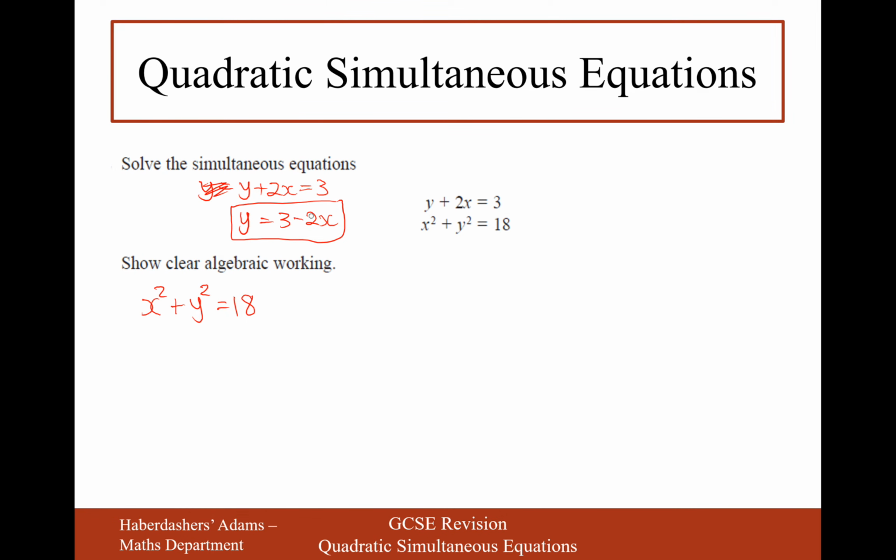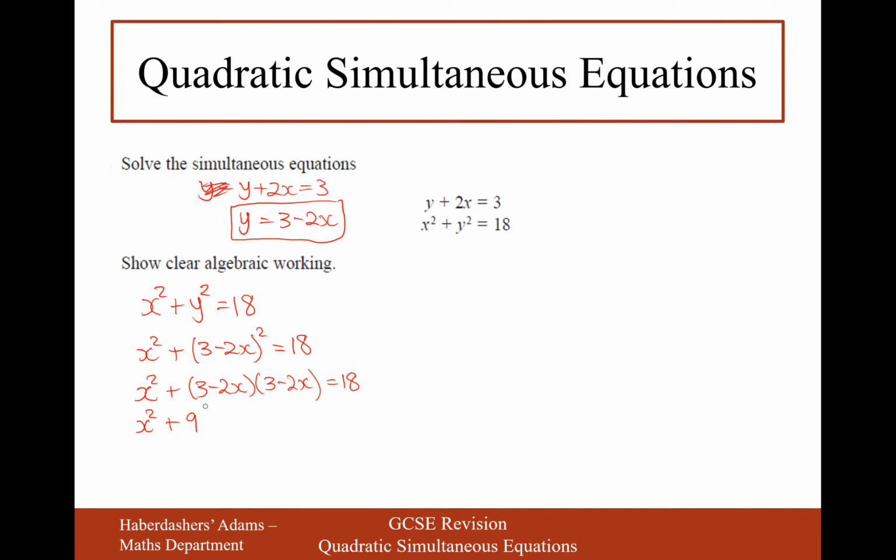And now we're going to plug in 3 minus 2x. So it's going to be x squared plus, and then in brackets 3 minus 2x, all squared, equals 18. We're squaring the bracket because y was being squared in the initial equation. Let's now expand the brackets, and when you square a bracket, you're effectively multiplying that bracket by itself two times. So let's expand the bracket.